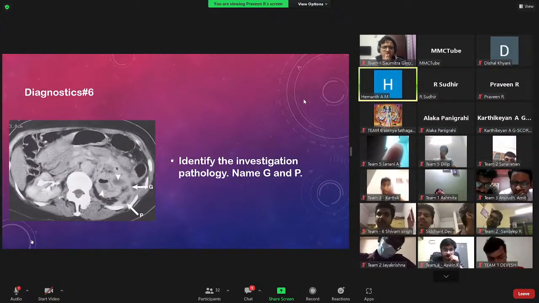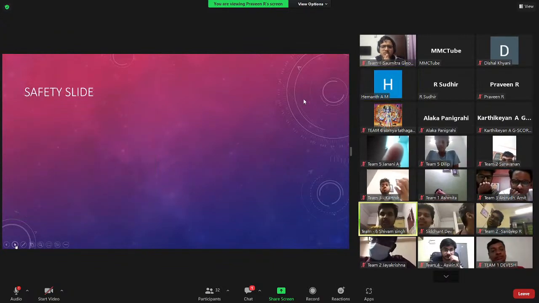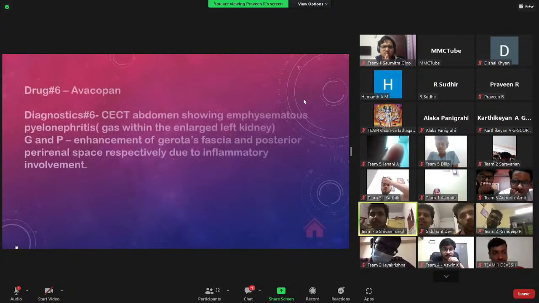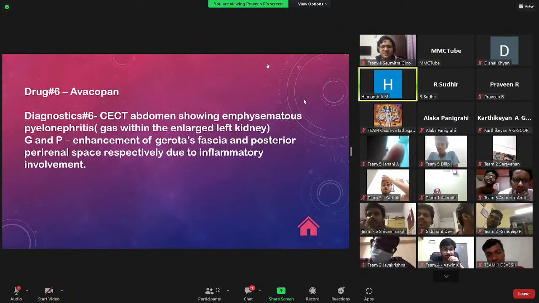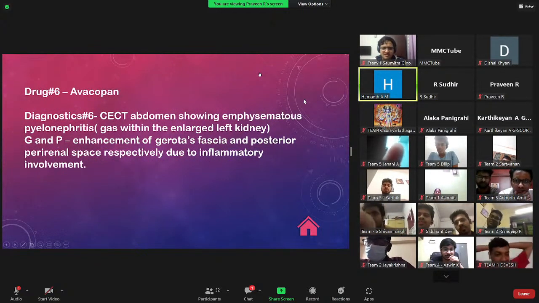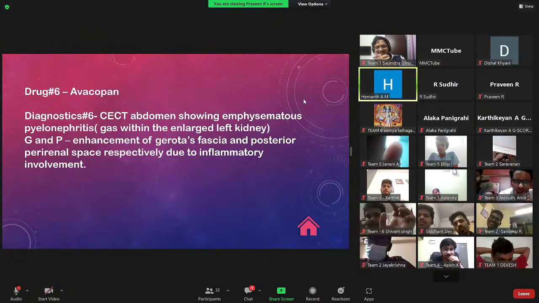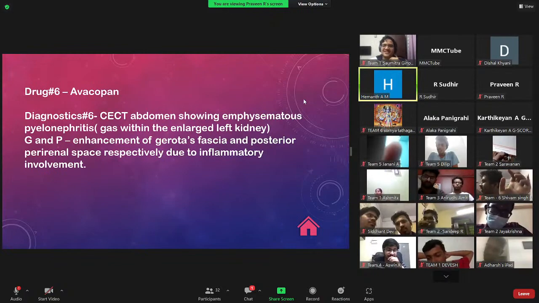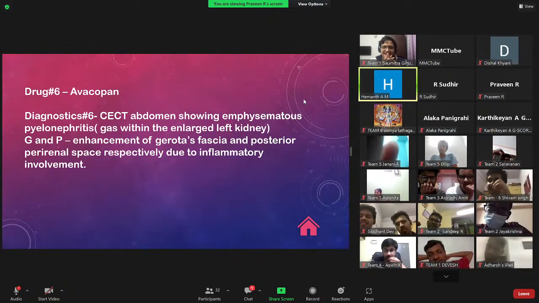Answer slide. What's the answer actually? The drug was Avacopan. The modality is CECT abdomen showing emphysematous pyelonephritis. You can see the gas shadows in the kidney. G and P: G is Gerota's fascia and P is the perirenal space, which was enhanced due to inflammatory involvement.